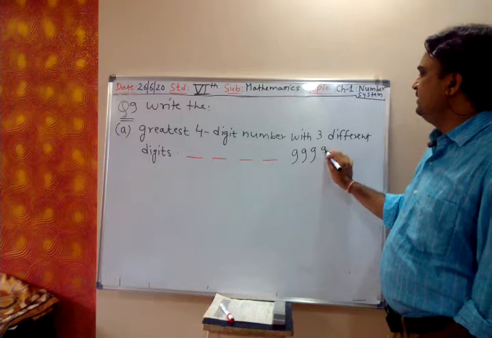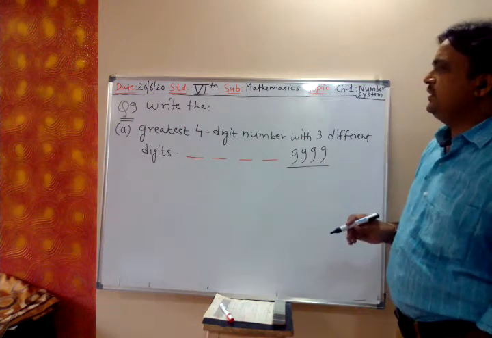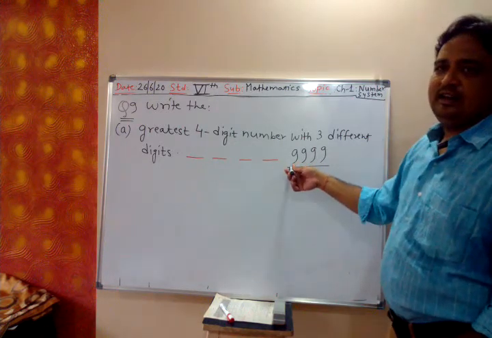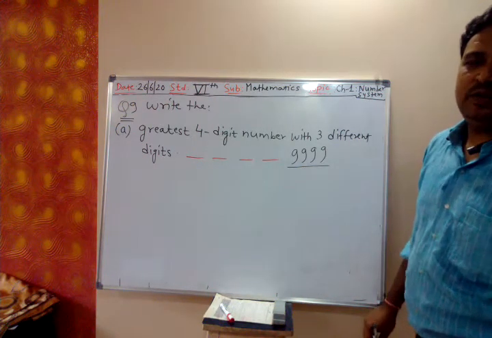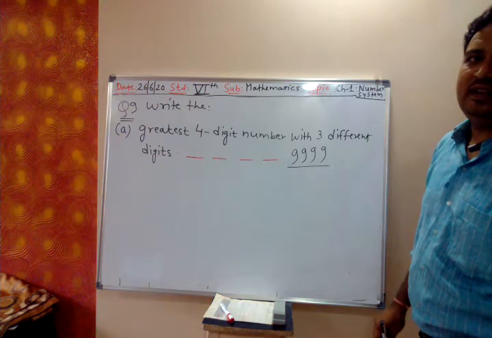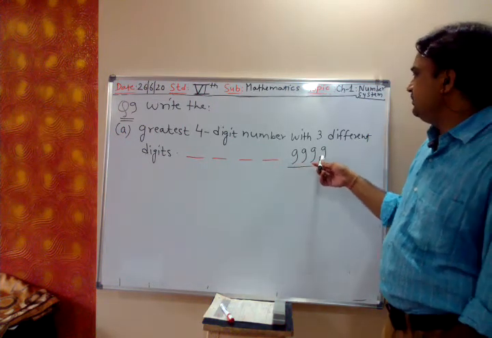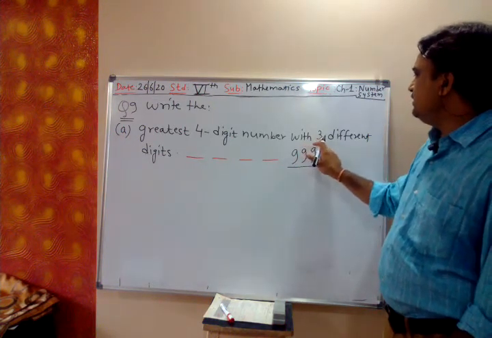9999. Is it clear? This is the greatest 4-digit number. But in this, all the digits are same. What we want? We want 3 digits different.